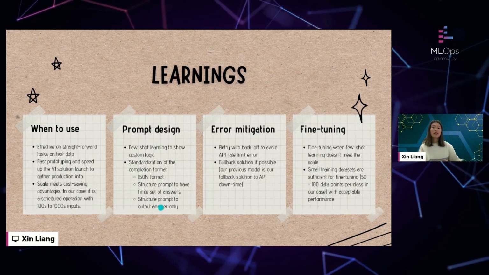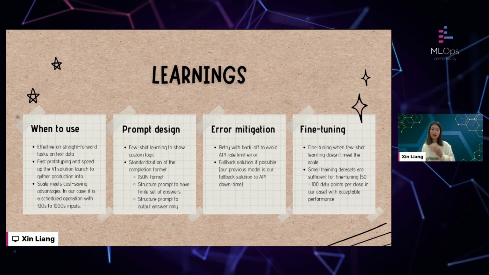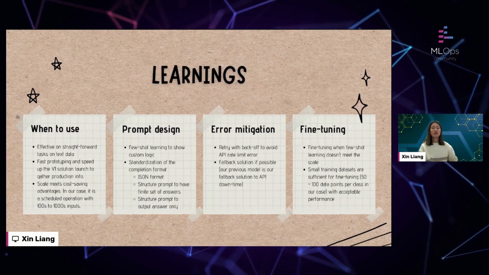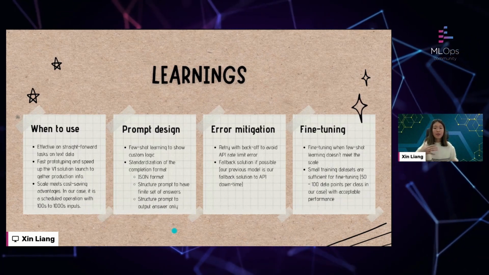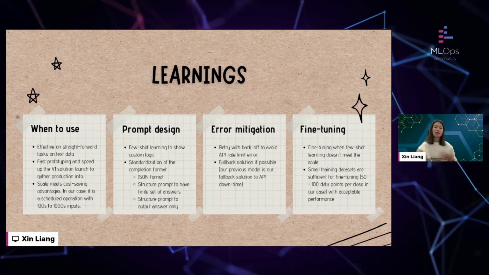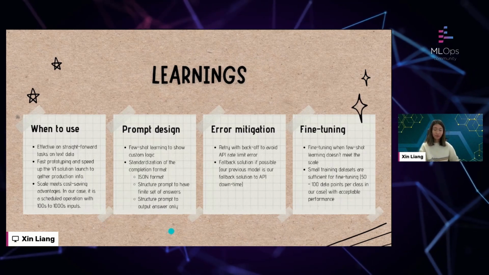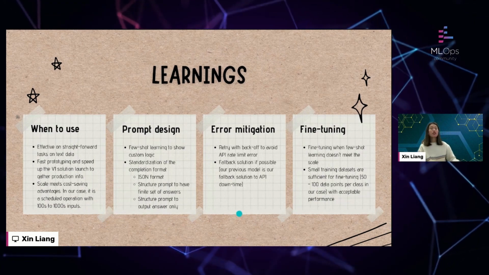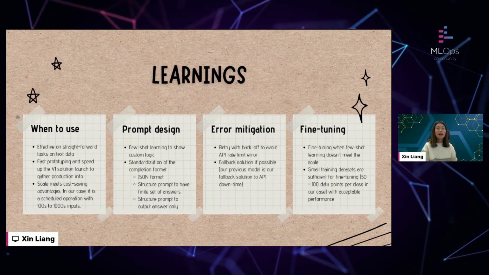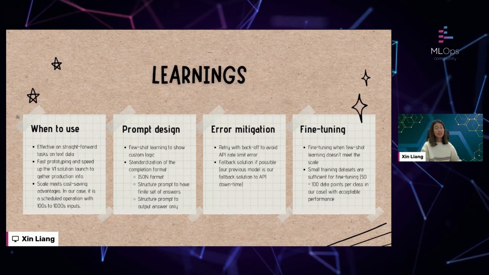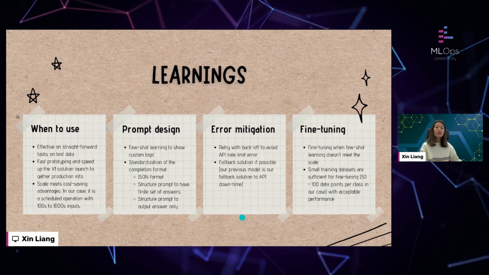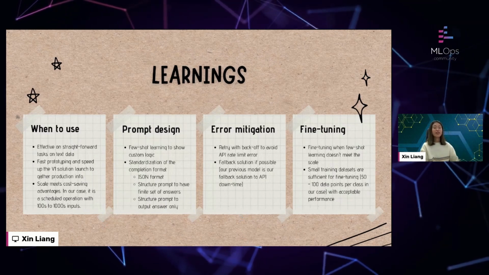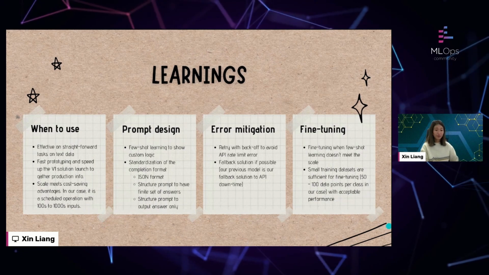And it is important to consider the standardization of the completion format, whether it is a JSON format or we structure a prompt to have a finite set of answers and only output the answer. In terms of error mitigation, LLM's APIs do have rate limits. So to handle hitting the rate limit, throttling is needed with a retry mechanism. And it's also good to have a fallback solution when possible to mitigate the negative impact of API downtime.